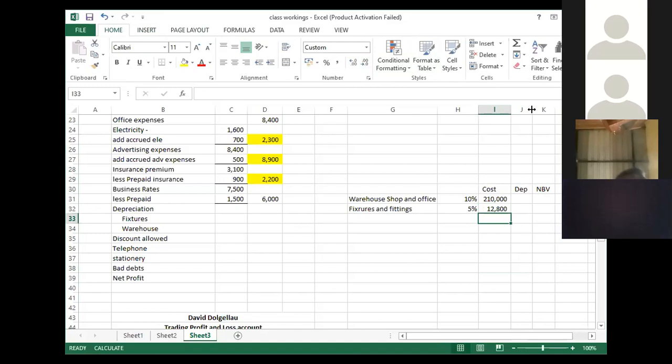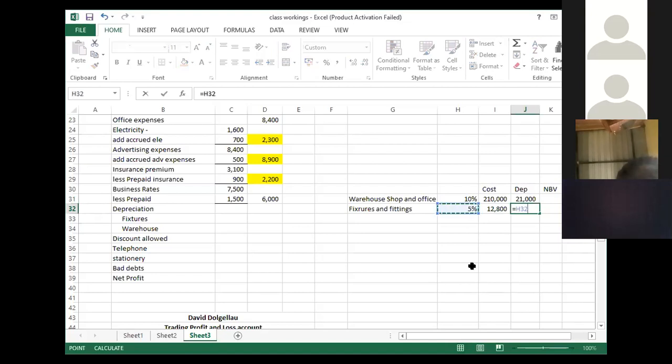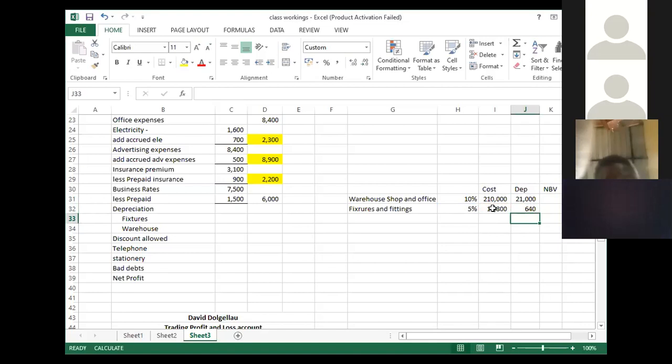Therefore, the value of depreciation here will be 10% multiplied by 210,000 to get what? 21,000, right? Here, for fixtures and fittings, the value will be 5% multiplied by 12,800 to get what? 640.